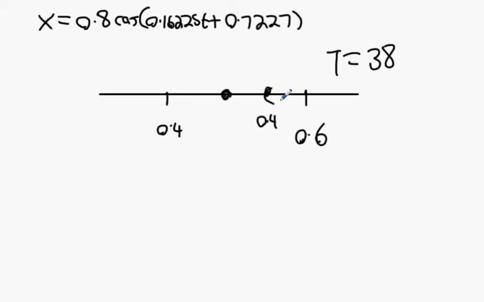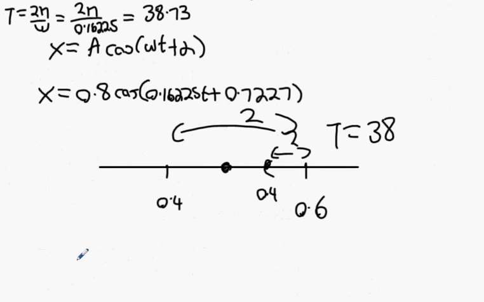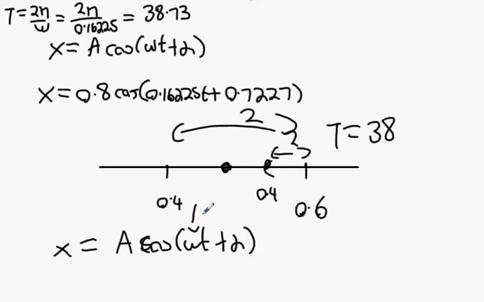In the last question, it took 2 seconds to travel 0.2 meters. In this question, it took 2 seconds to travel a full meter. Which one's moving faster? Scenario A or scenario B? Scenario B is going a hell of a lot faster. What, in this function, controls how fast it moves? The omega value, thank you. The omega value is what's going to change.